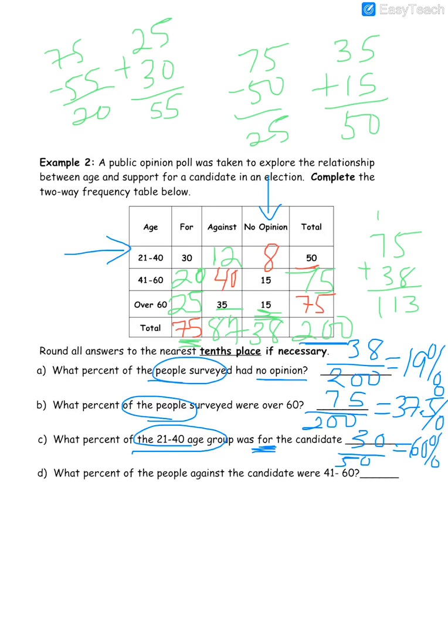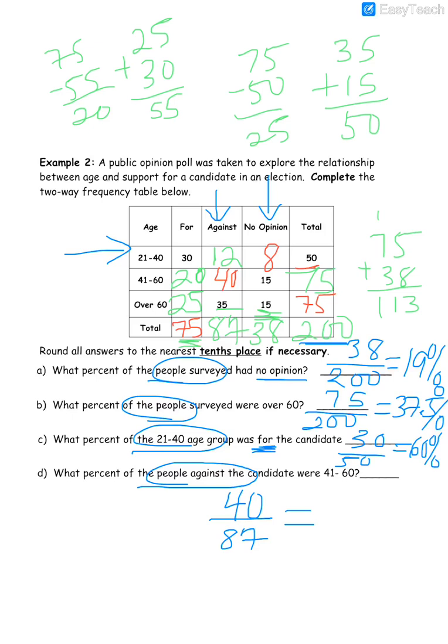Please try question D without me. What percent of the people against the candidate were 41 to 60? Okay, if I'm going to look at my denominator here, I'm looking at the people that were against the candidate. So let's talk about who's against it. I'm going to look going down this way. The number of people that were against it were 87 people. Specifically, though, I'm looking for the 41 to 60, and that's 40 out of 87.